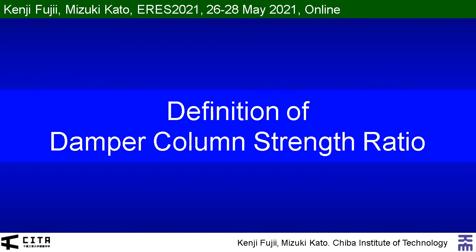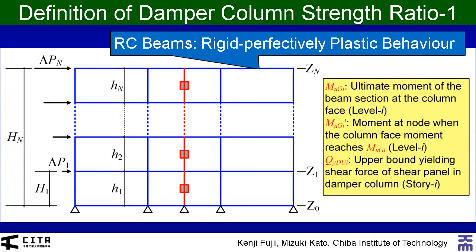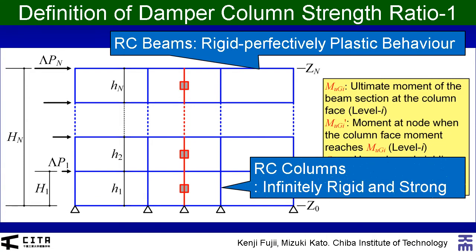So, I would like to explain the definition of damper column strength ratio. Let me consider a RC frame with a damper column shown here. For the simplicity in discussions, the following assumptions are made. All RC beams undergo rigid perfectly plastic behavior, and all RC columns are infinitely rigid and strong. This is consistent to the weak beam strong column concept.